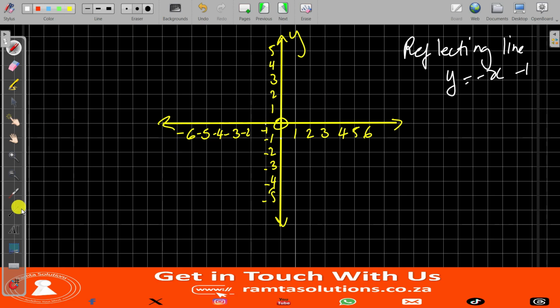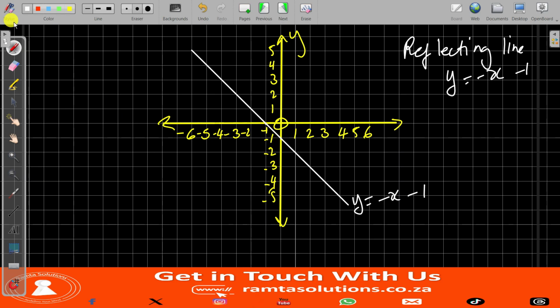So I'm just going to take these and move you like this. Okay, perfect. That's it. So this line here is y equals negative x minus 1.